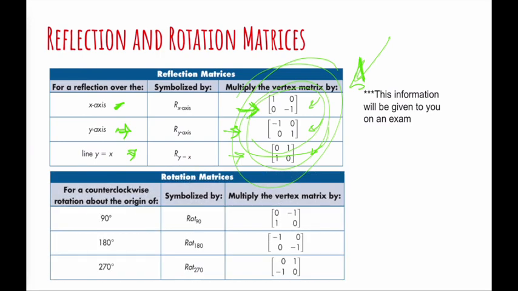You also have the rotation matrices. So for a counterclockwise rotation about the origin of 90 degrees, you're going to multiply by this. 180, you're going to multiply by this. 270, you're going to multiply by this.